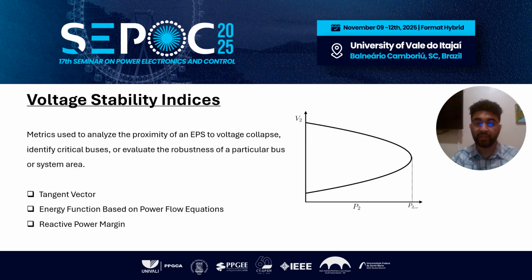They are metrics used to analyze the proximity of electrical power system to voltage collapse, identifying critical buses or evaluating the robustness of a particular bus or system area. These methods are applied according to the specific aspect being assessed. In this work, three VSIs are employed: the tangent vector, the energy function based on power flow equation, and the reactive power margin, most commonly known as RPM.